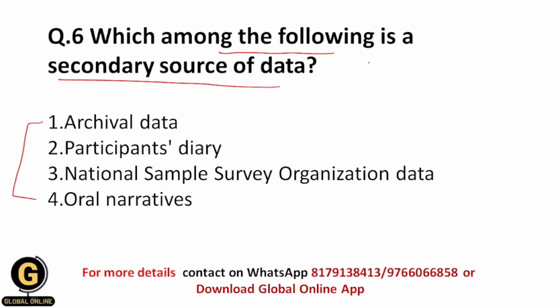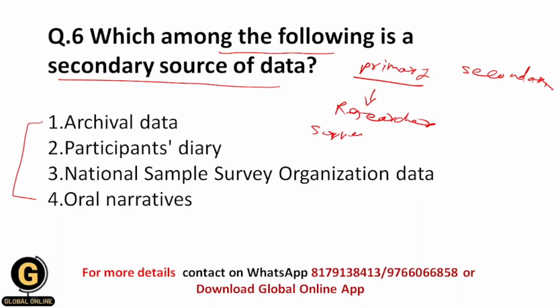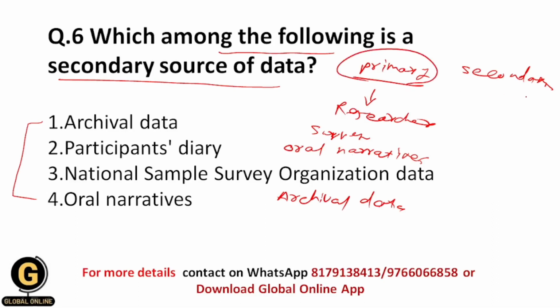So data are classified into two types. First is primary, as all of us know, and second is secondary. In primary data, the data is collected by the researcher itself. For example, survey, then oral narratives, then archival data, then participants' diary. All these things come under primary data. And what is secondary data? Secondary data means that the data is collected by other people rather than the primary one.